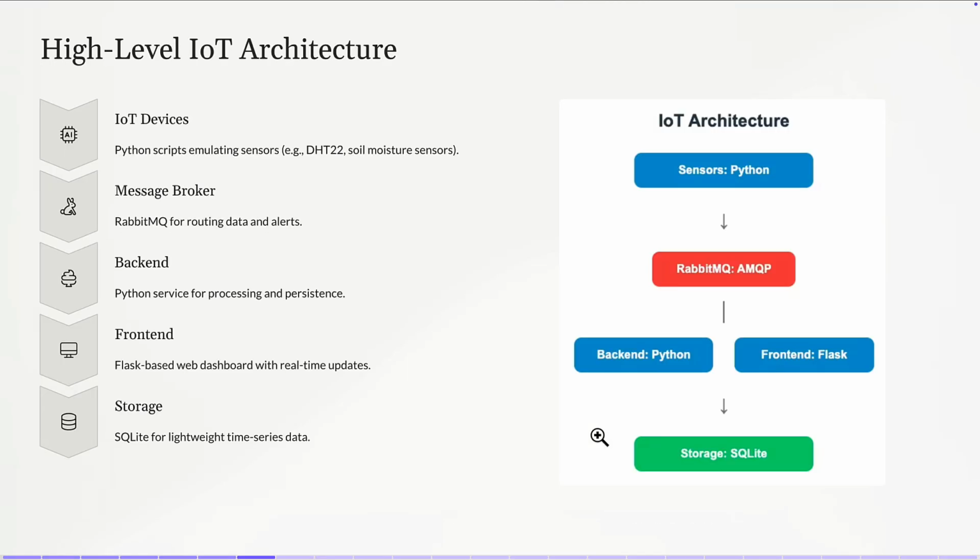Okay, so this is the high-level architecture that we will have. So we're going to have sensors, RabbitMQ. We will send the sensor data through RabbitMQ. We will have a Python backend that will process the incoming data, and then the Python backend will send to a Flask. We can use Flask or FastAPI.